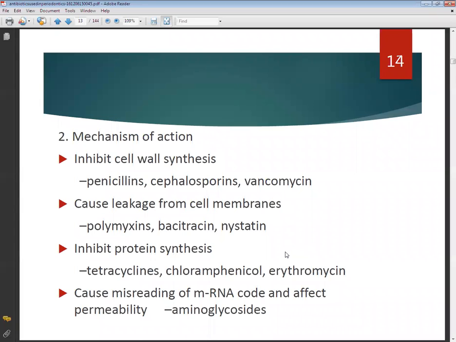There are some drugs which inhibit protein synthesis. Mainly tetracycline is used in periodontal treatment for aggressive as well as chronic periodontitis or refractory periodontitis. Tetracycline generally inhibits the protein synthesis of your microbial periodontal pathogens. The drugs that inhibit protein synthesis are tetracycline, chloramphenicol, and erythromycin. There are some drugs that cause misreading of mRNA and affect the permeability of your cell membrane. Example is aminoglycosides.